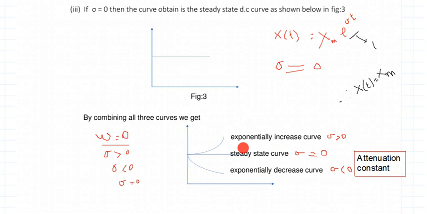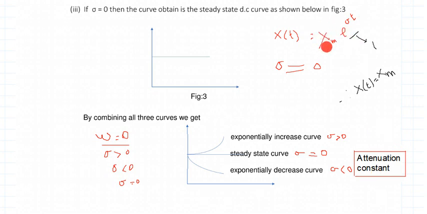When sigma is equal to 0, it is as if there is no attenuation on the signal, and the signal has a value which remains steady. When sigma is less than 0, we get a negative value, and because of which we get an exponentially decreasing curve. And when sigma is greater than 0, we get a positive term in the exponential, and we get an exponentially increasing curve. That's why it is controlling the attenuation of the signal. It controls the attenuation on xm.